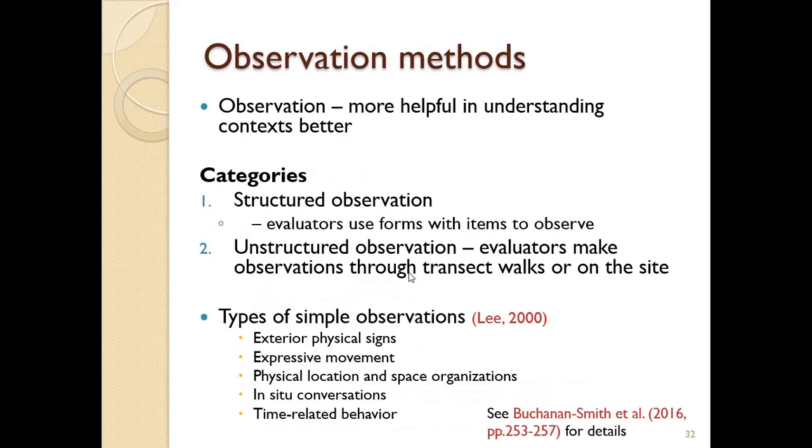Okay. You have observation methods which are more helpful in understanding context better. You have structured observation whereby evaluators have a checklist and then they use that checklist to keep ticking. Maybe they want to look at whether enough shelters are available for refugees or displaced people, and then you observe and tick. Or unstructured observation, whereby evaluators make observations through transit walks through maybe a refugee camp or a certain area that has been affected by maybe an earthquake or a volcano eruption.